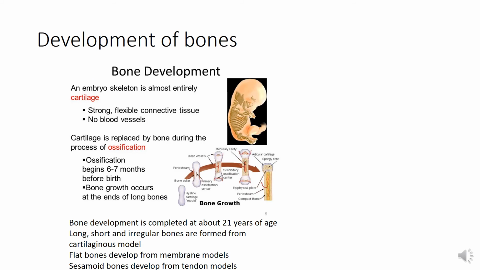The development of bones or development of bony tissue is also called osteogenesis or ossification. This begins before birth and is not complete until about the 21st year of life. Now, the long, short and irregular bones develop in the fetus from rods of cartilage, that is the cartilage models. Now, flat bones develop from a membranous model, and sesamoid bones develop from the tendon model.